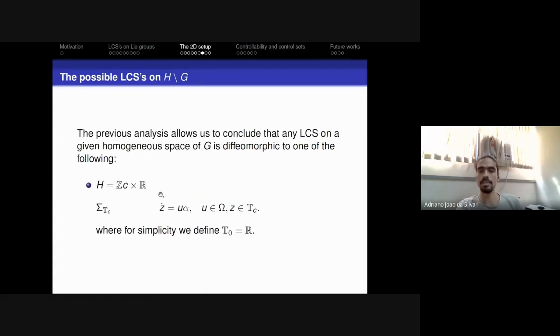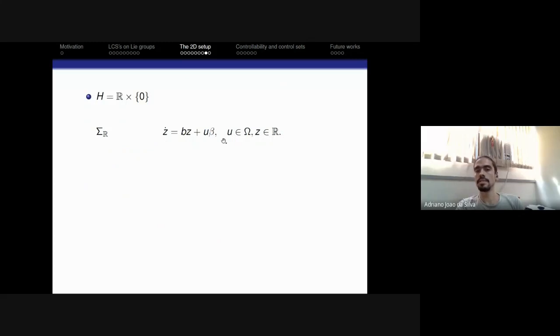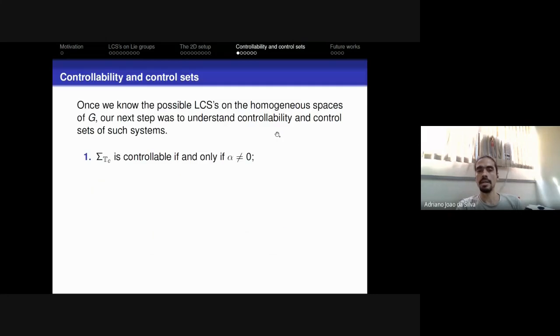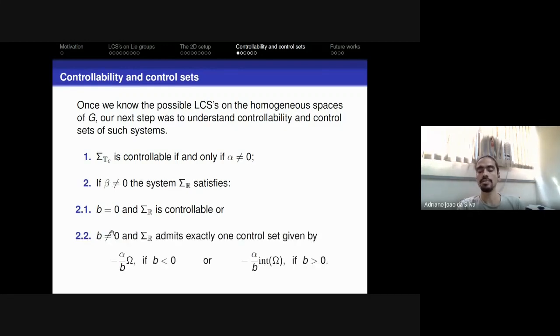So the first one is this one. The second one is this linear system. So it's a linear system on R. And it's also well known what happens there. If your B is zero, the system is controllable under this condition that beta is not zero. And if your B is not zero, then you have exactly one control set, and this control set is just a closed one given by that if your B is negative, or an open one given by that if your B is positive, okay?